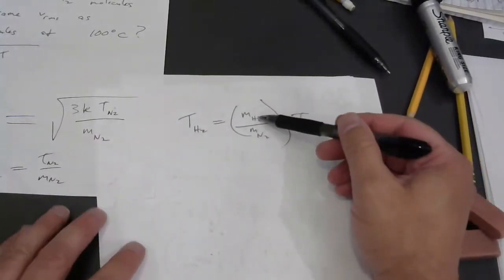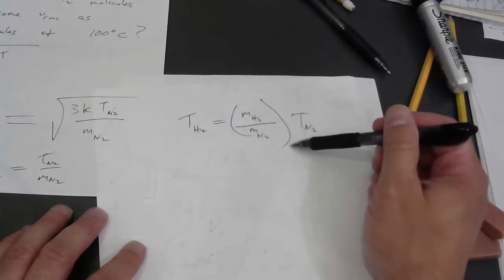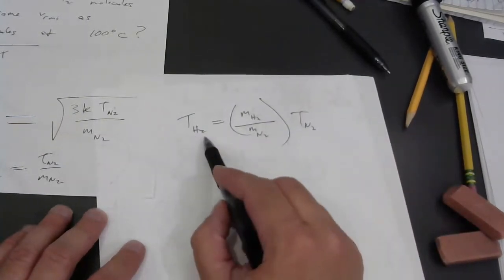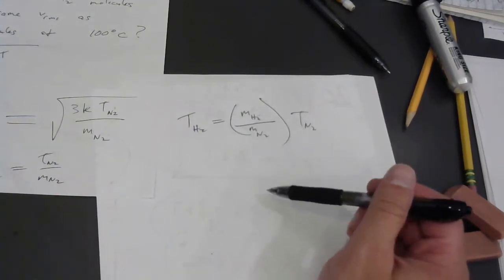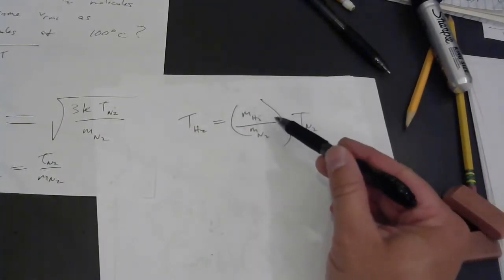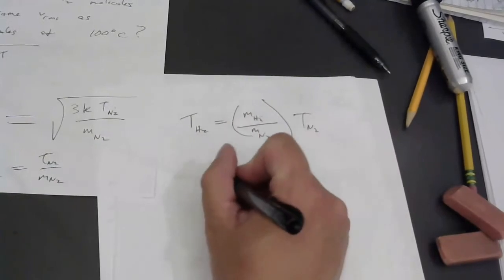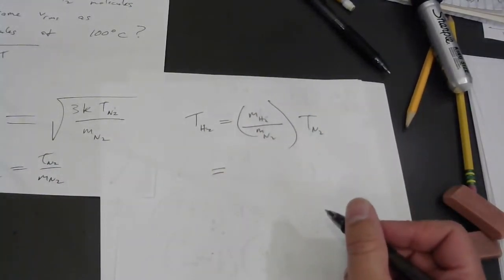Because hydrogen is so much less massive than nitrogen, this is a ratio less than 1. That means the hydrogen gas would have to be colder than the nitrogen gas. Now, do we need to find the mass of each particle in kilograms? Of course not, because you'd have the same conversion factor on top and bottom. Let's just look at the ratio of their atomic mass numbers. In other words, the number of nucleons.